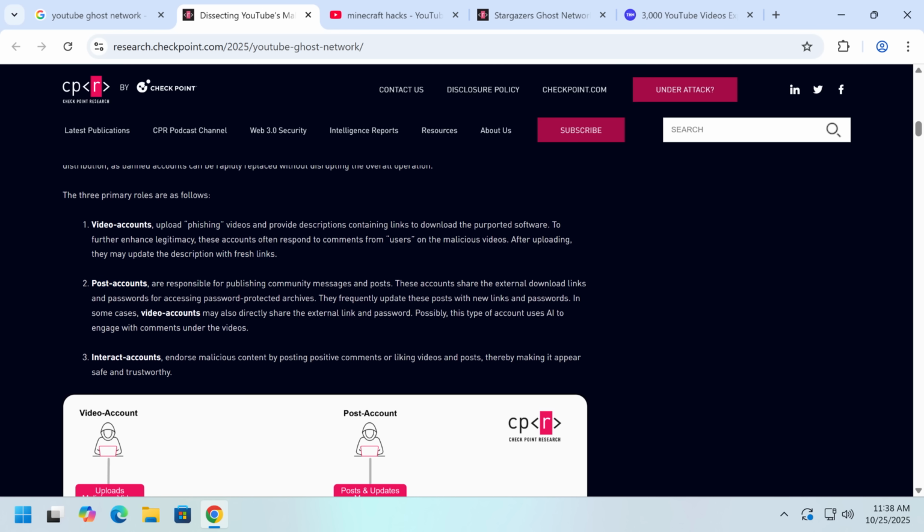And then here, yes, they got the video accounts, which upload the scam videos, and the post accounts, which publish community messages and posts. Now, this is something, because YouTube's policy system is so utterly broken. Like, I'm sorry, that's the truth. It's broken in a way that I would say eclipses any other social media system, especially beyond videos. What they're doing here is using the about pages of channels as a place to put malicious links.